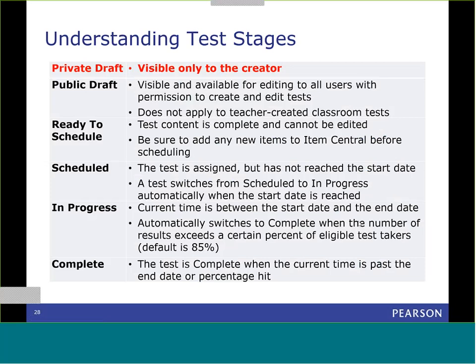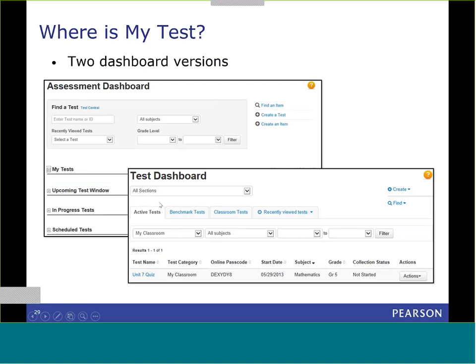I did talk about different test stages. Depending on your assessment that you're creating, a classroom test will just have a private draft. If you have a common classroom test, you will have the public draft available, and this means you'll have the ability to share this with other teachers at your school. Then we're going to move into our ready to schedule and our schedule and our in progress and then complete stages. And we're going to talk about those in the next webinar.